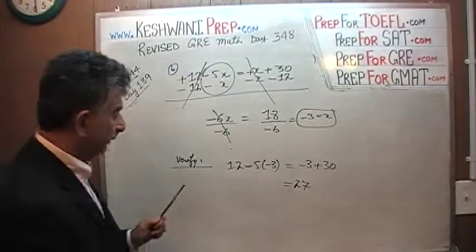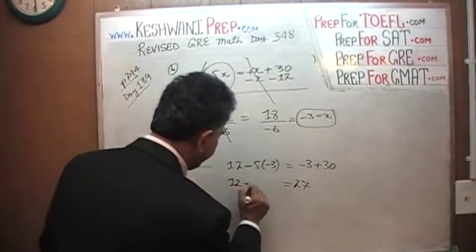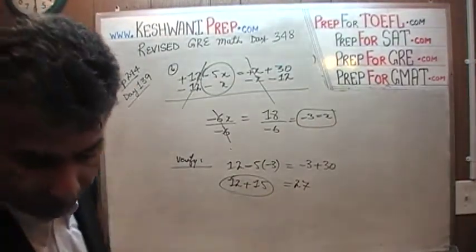Let's see what we get here, shall we? 12 and a negative becomes positive, positive 15. And what do you know? 12 plus 15 does equal 27.